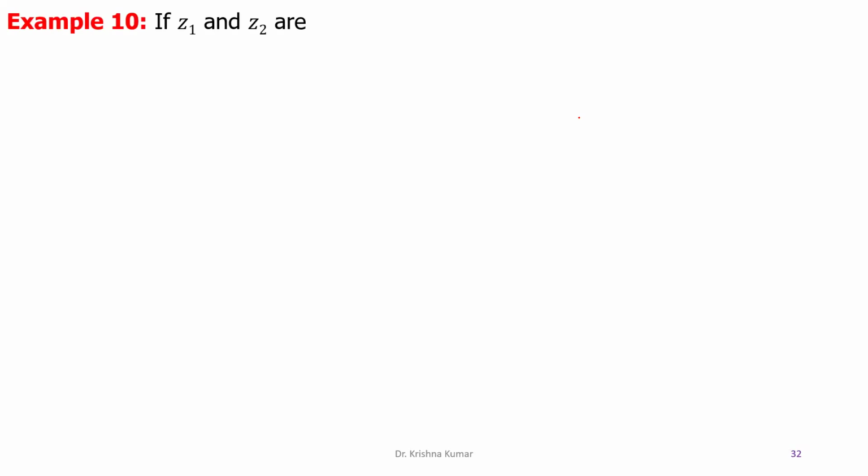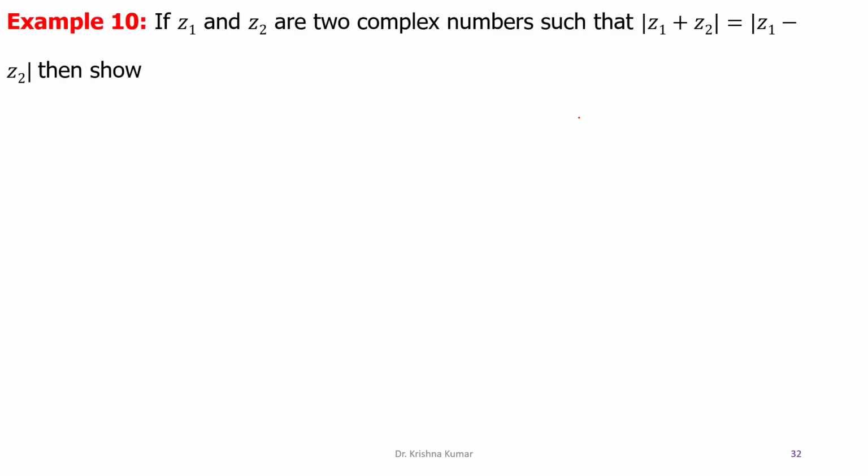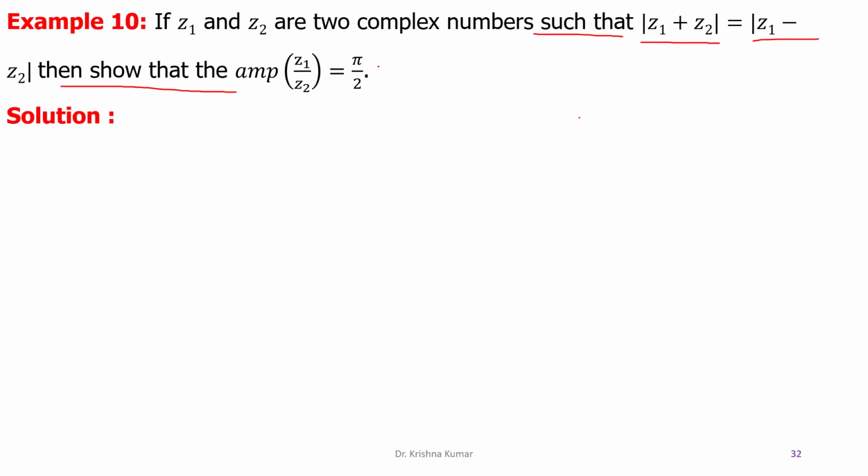In this lecture, we take one more example on complex numbers which is based on the modulus and argument of a complex number. The question is, if Z1 and Z2 are two complex numbers such that mod of Z1 plus Z2 is equal to mod of Z1 minus Z2, then show that the amplitude of Z1 divided by Z2 is equal to pi by 2.